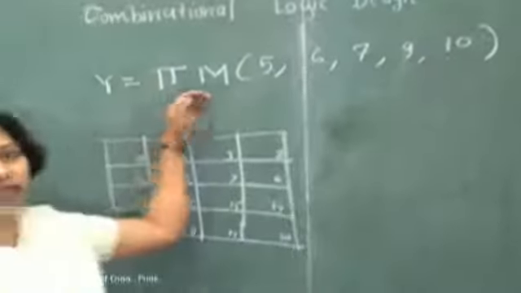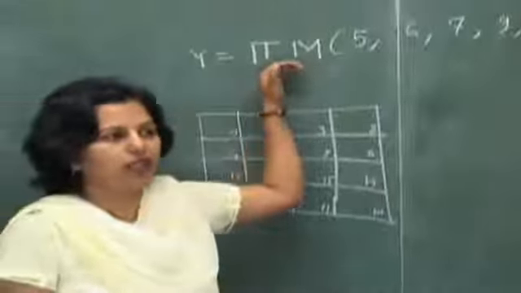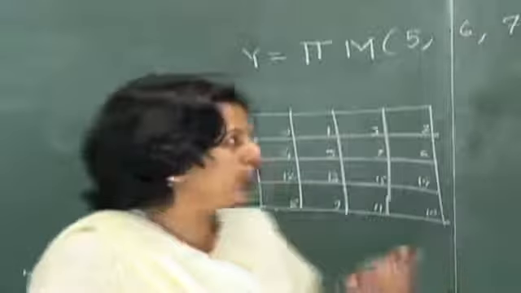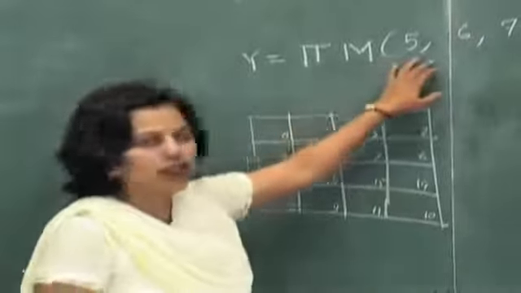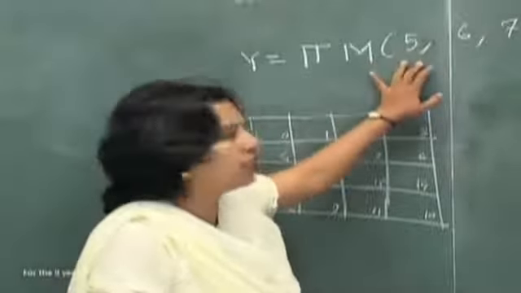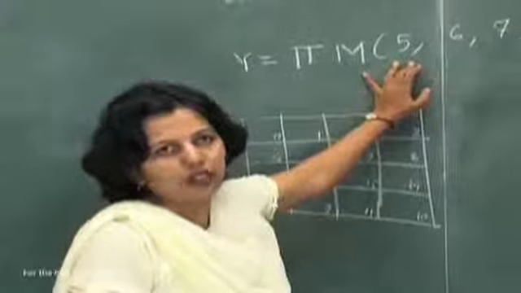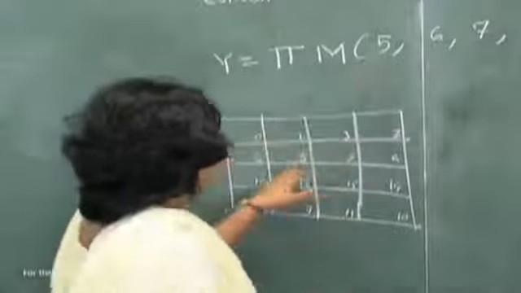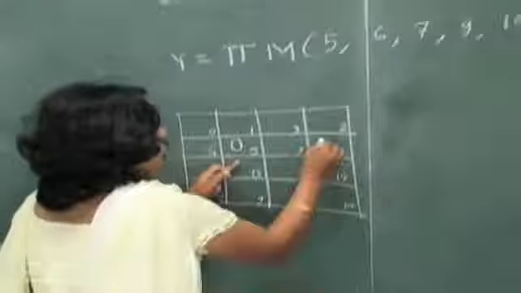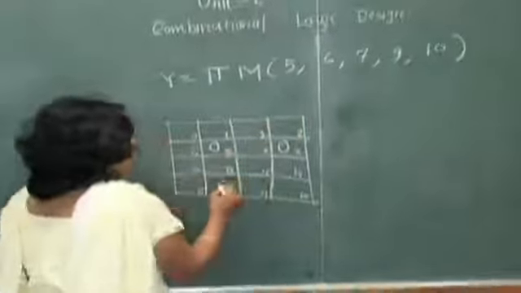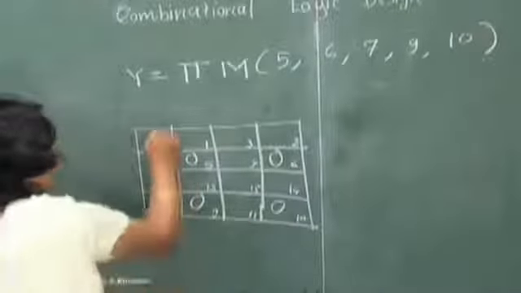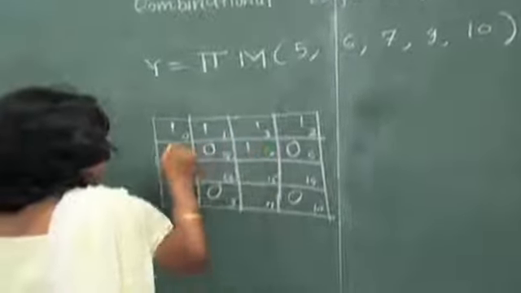Now see, in standard POS form, we have already discussed that a max term is always in the complement form of a min term. So here, whatever terms or literals are present in the equation, at that combination the output is going to be 0. So here, at 5, we will be getting 0. Similarly, at 6, again 0 is there. At 9, 0. At 10, 0. Remaining all, it is going to be 1.